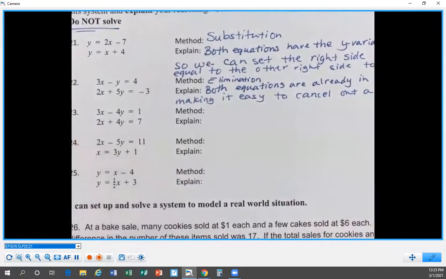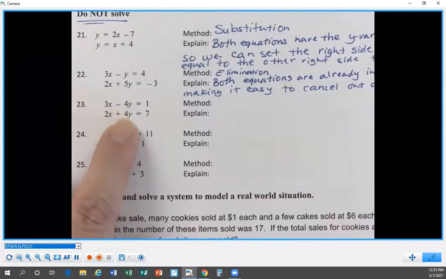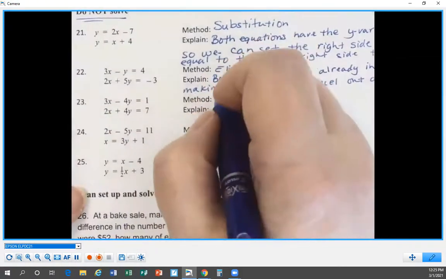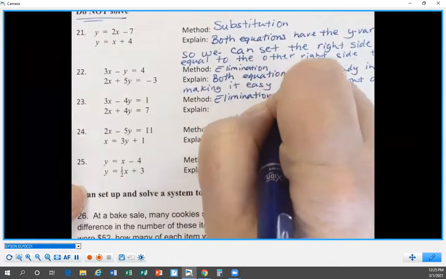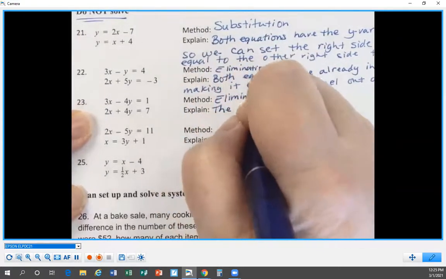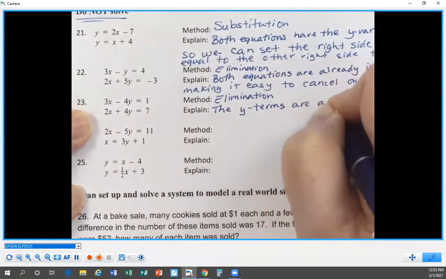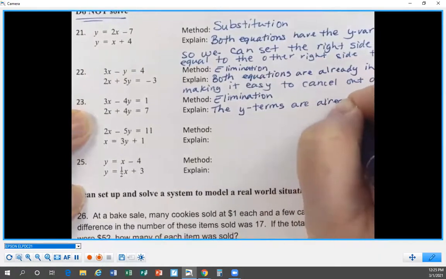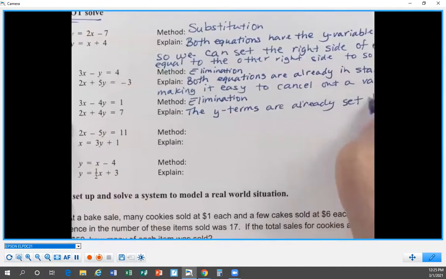Okay, 23 is also elimination for the same reason. And 23 is even easier. The 4y and the negative 4y already have opposite integers. Okay, so 23 is also elimination. The y terms are already set up to cancel out. The y terms are already set to eliminate.